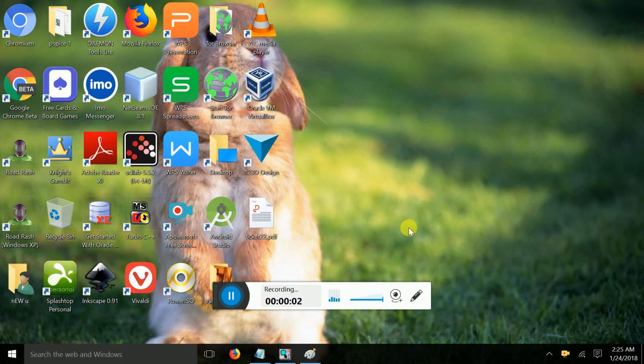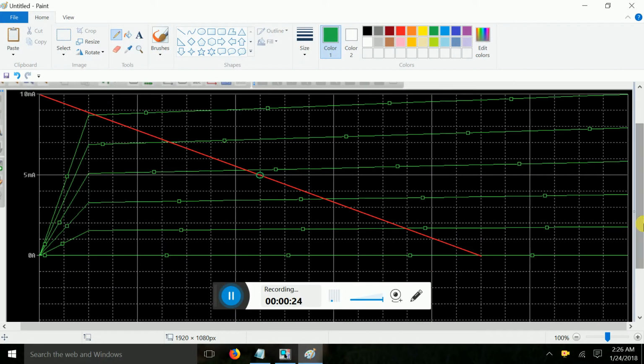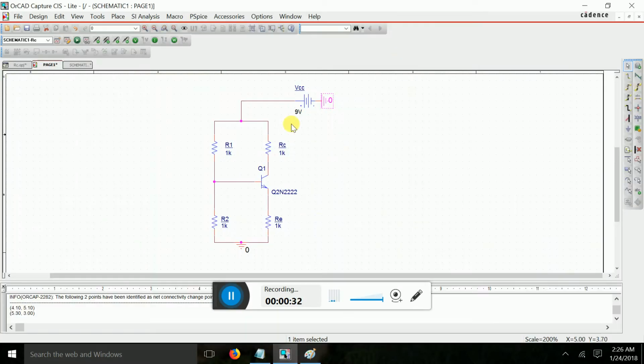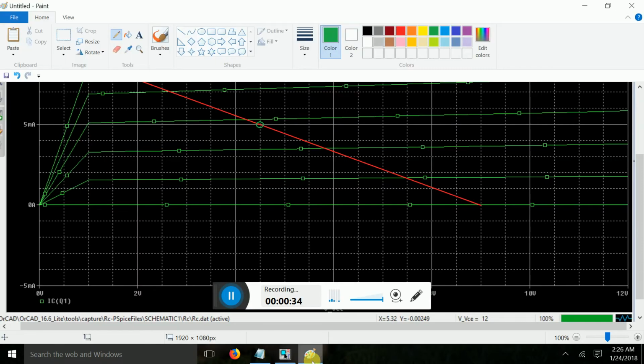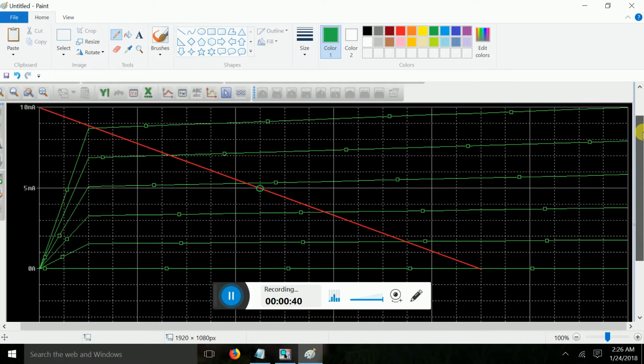Welcome everyone. In the previous video I explained how to plot the output characteristic of the transistor so that we can determine the Q point and plot the load line also. So it was actually the output characteristic. Now we can see that I have plotted the DC load line. This is the Q point where the specified supply voltage VCC is 9 volt. This VCC cannot be changed because it is a specified supply voltage.